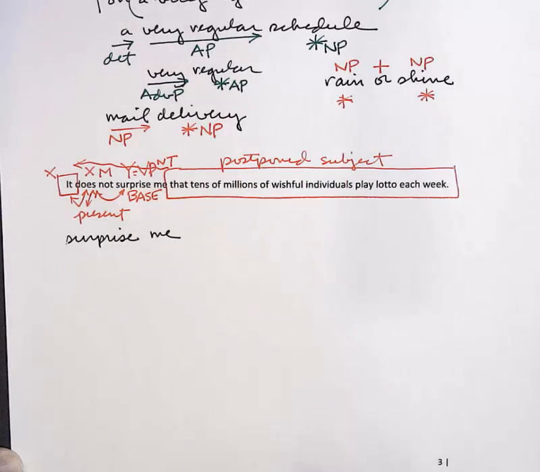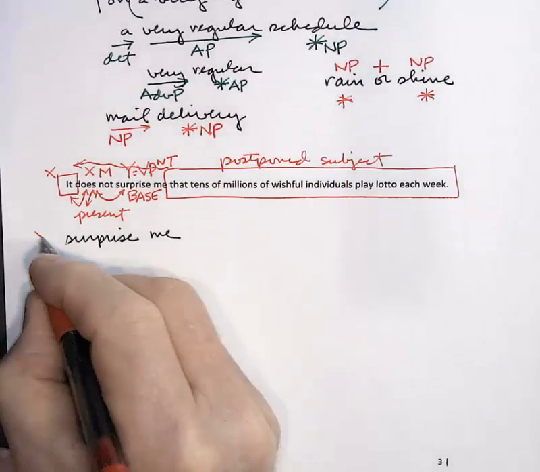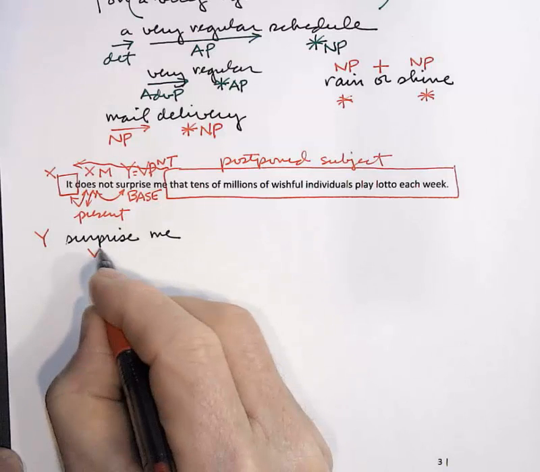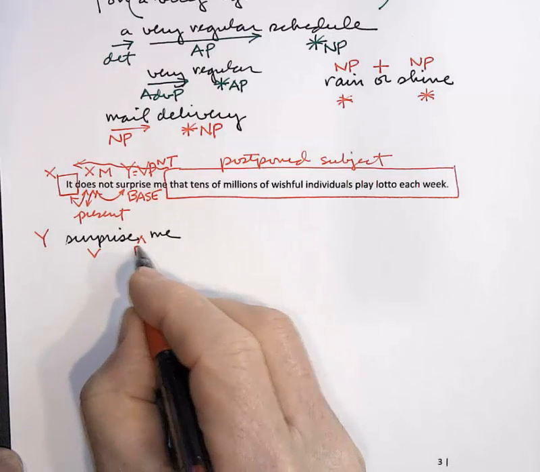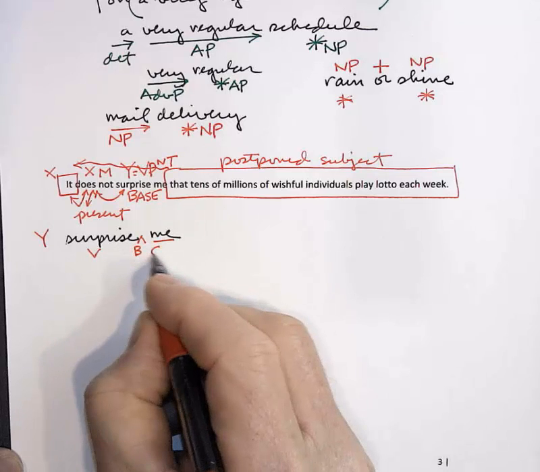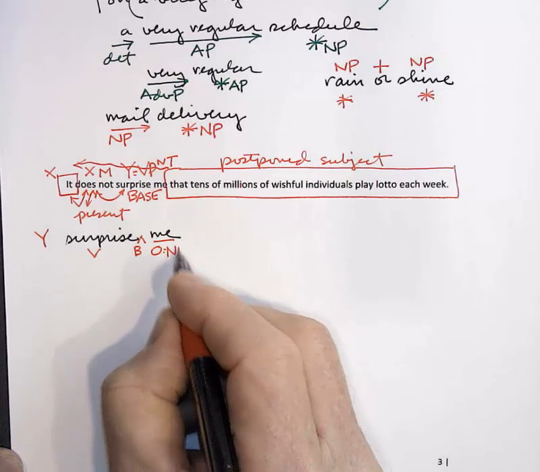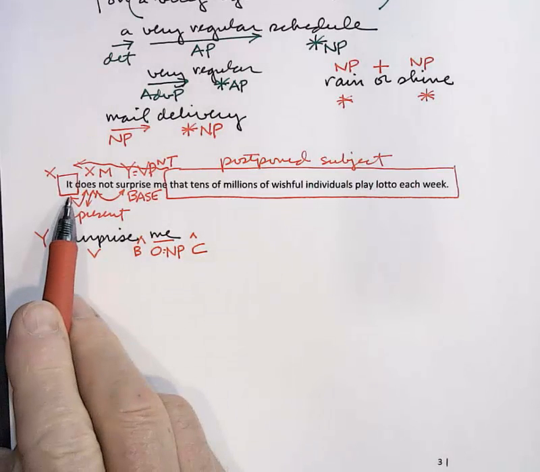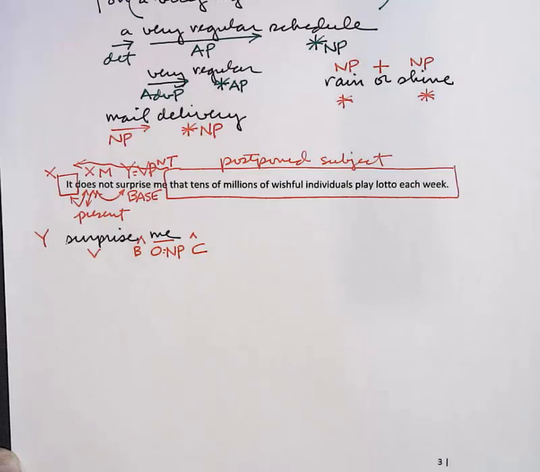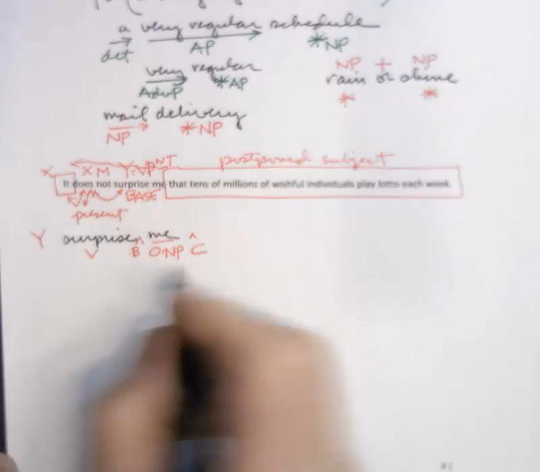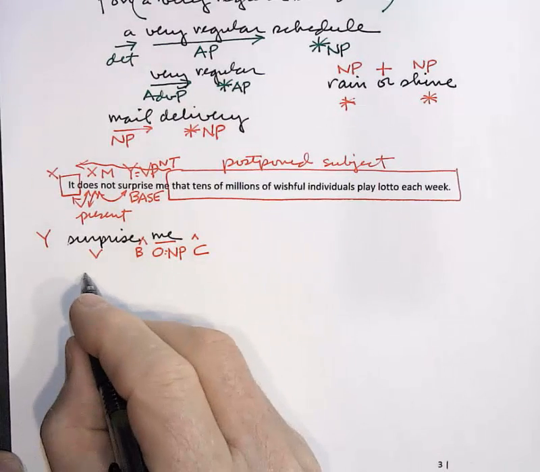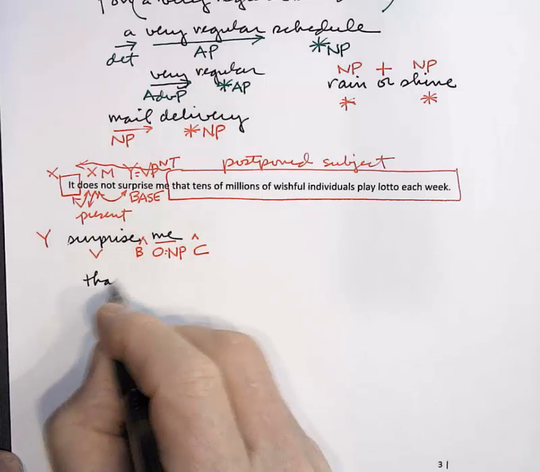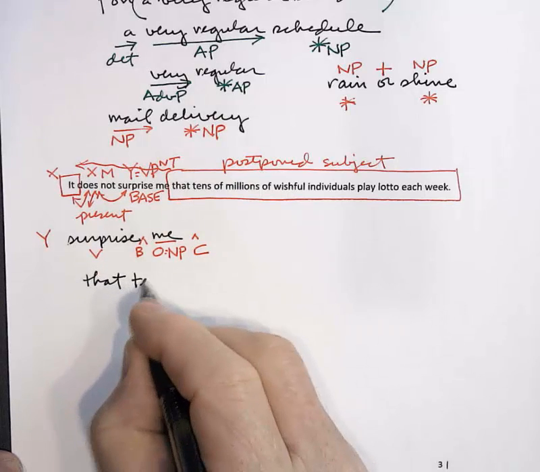Surprise me. And surprise is the verb. The particle place is empty, the object is a noun phrase, and the complement place is empty. We have the filler subject it, and that's just a noun phrase, that's done. So we're ready to take a look at our included sentence.